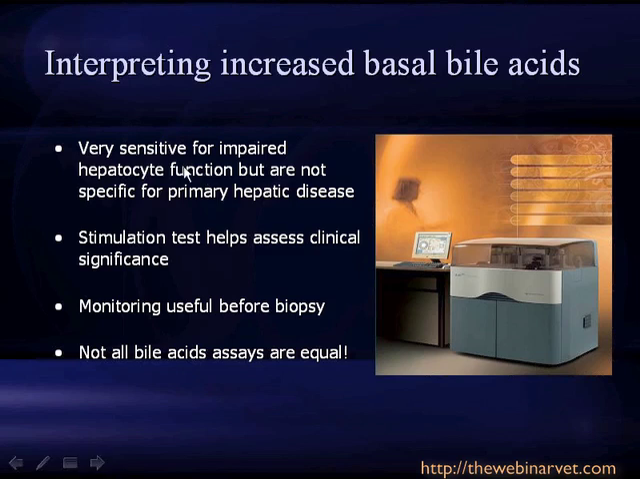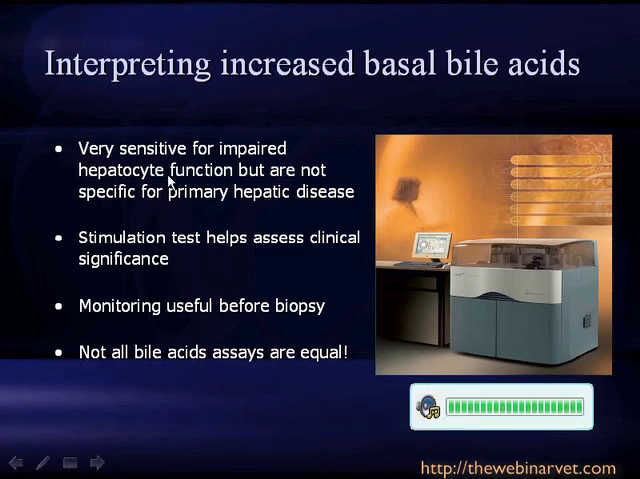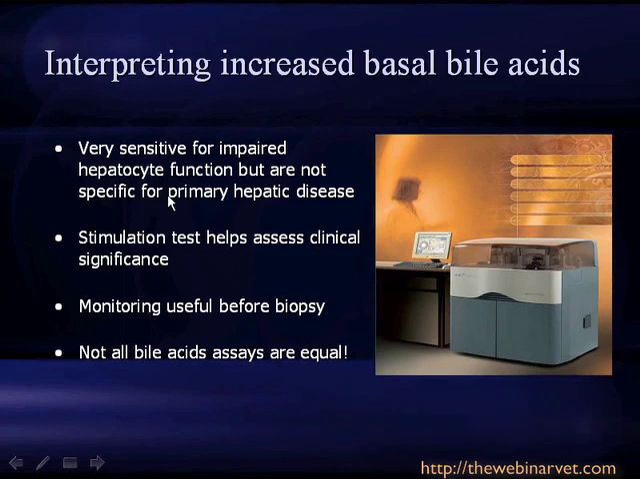So in summary then, it's a very sensitive test for impaired hepatic function, but it's not specific for primary liver disease. It can be influenced by reactive changes. Stimulation tests are helpful, and I think it's worth using them. And it's certainly useful in monitoring bile acids and repeating a bile acid stim test if you're considering a biopsy. I'd certainly strongly recommend that.